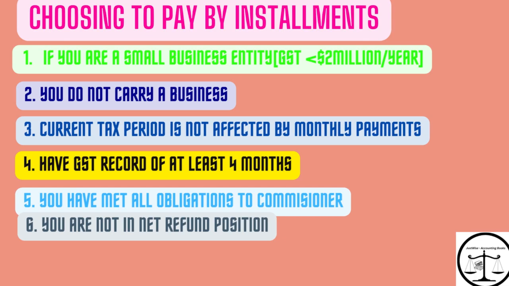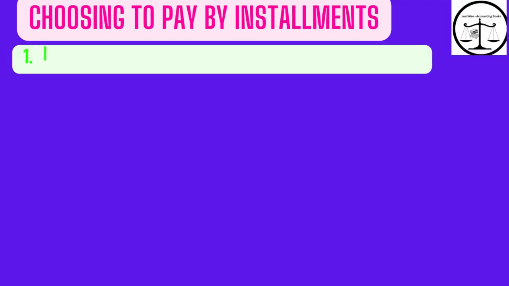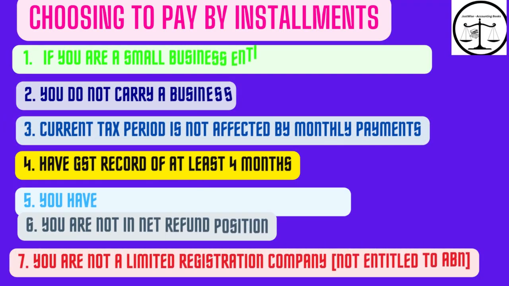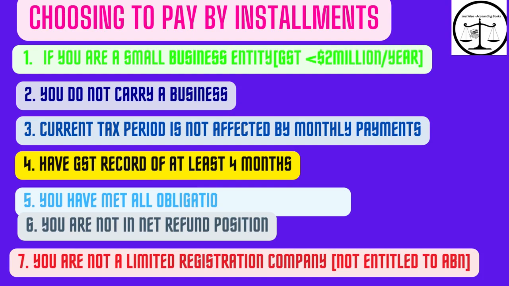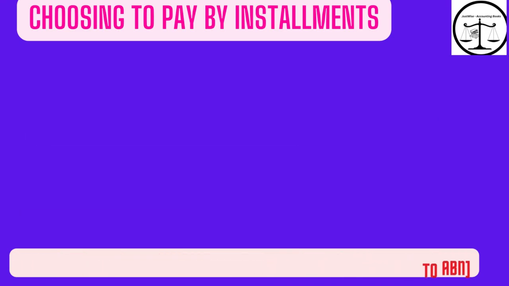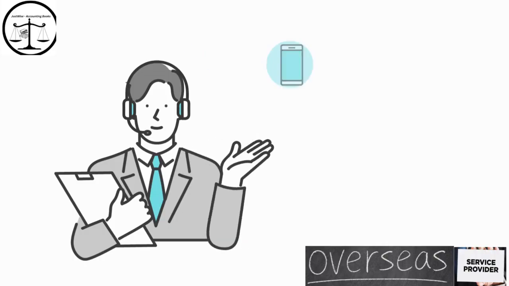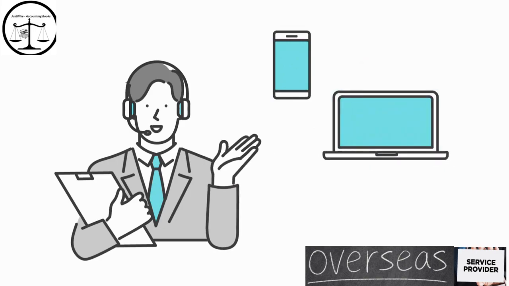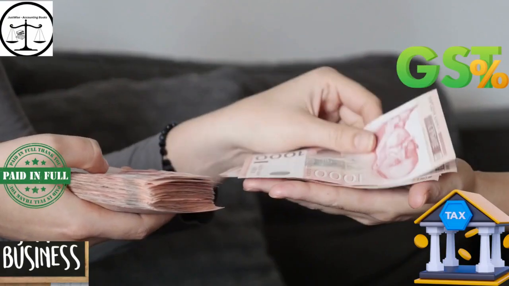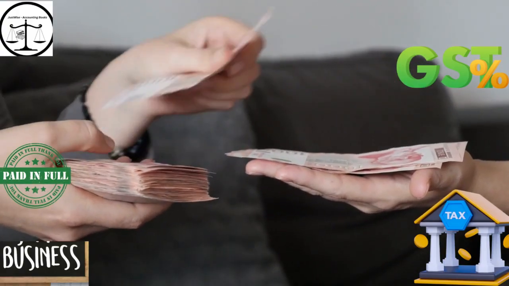You have a GST lodgement record of at least 4 months. You have met all your GST obligations to the Commissioner. You are not in a net refund position, and you are not a limited registered company. Just a little explanation about limited registration companies: these companies are not entitled to an ABN in Australia, such as an Overseas Software Service Provider. Another note is that you are in a net refund position if all your assessed GST amounts are less than 0.